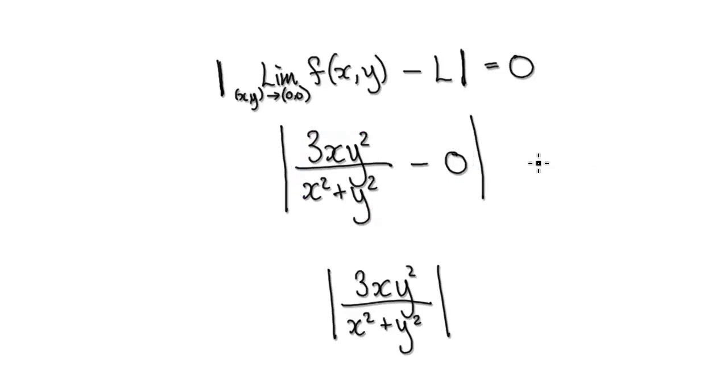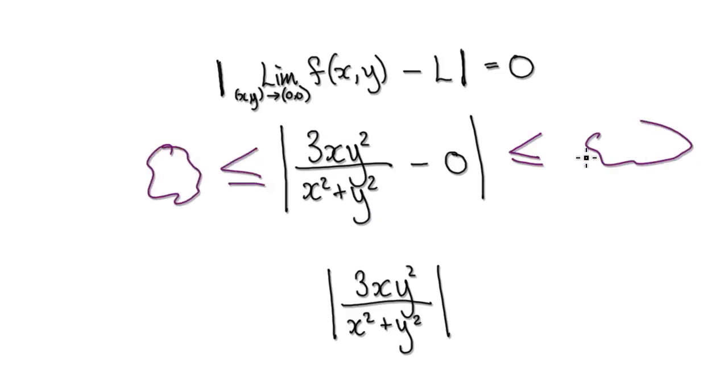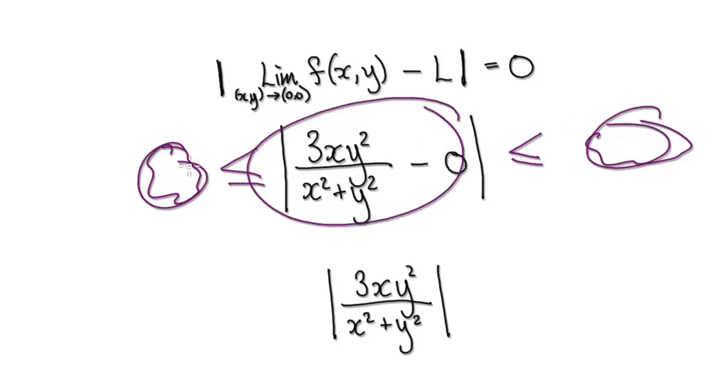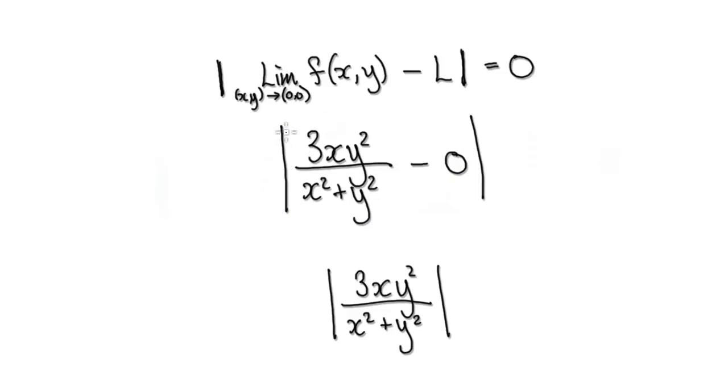It should be 0, so we are going to trap this in between two things. This is us using the squeeze theorem. Our aim is to trap this thing in between two things. So let's start again here. If the limit truly exists, then this thing, take away our suspected limit, should be 0.